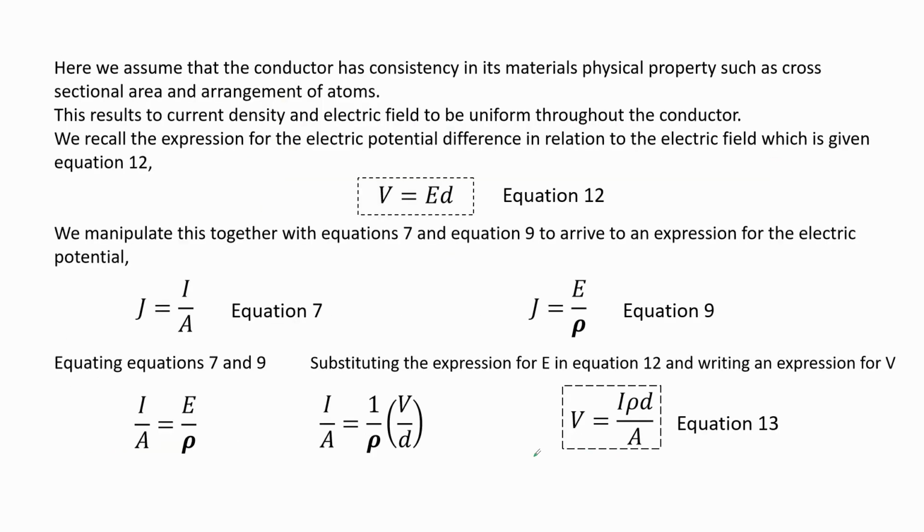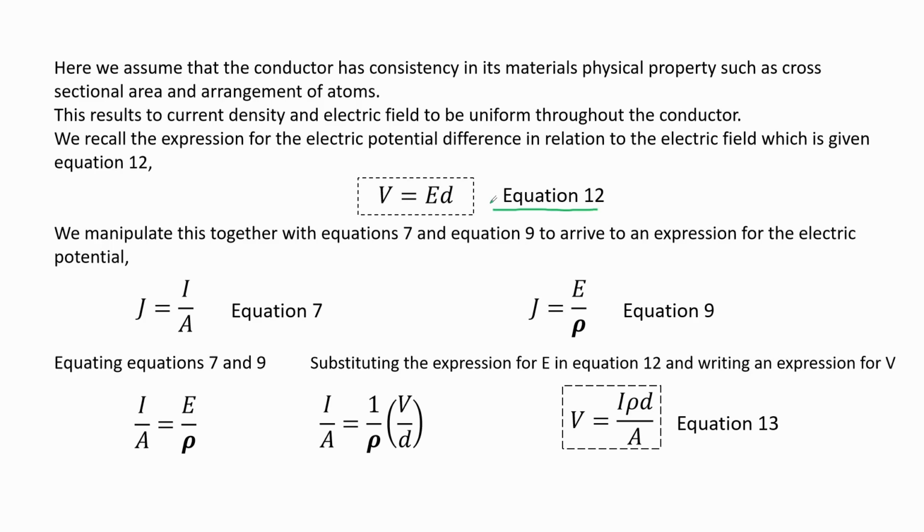Here we assume that the conductor has consistency in its material's physical properties, such as cross-sectional area and arrangement of atoms. This results in the current density and electric field being uniform throughout the conductor. We recall the expression for the electric potential difference in relation to the electric field, which is given in equation 12. We manipulate this together with equation 7 and equation 9 to arrive at an expression for the electric potential V.